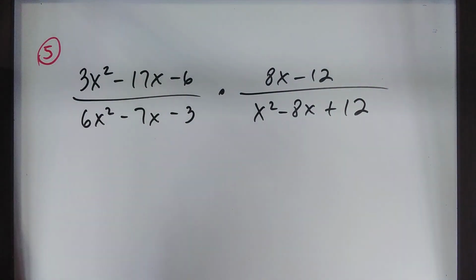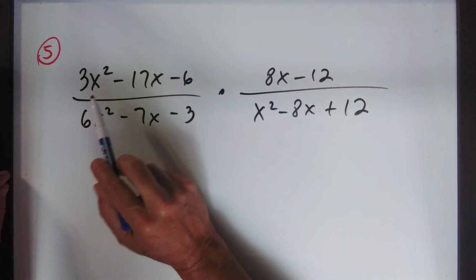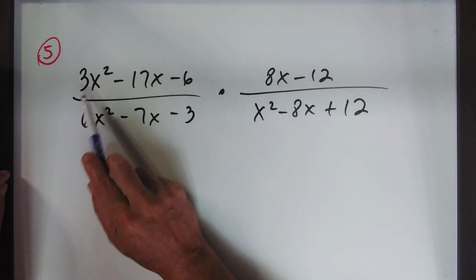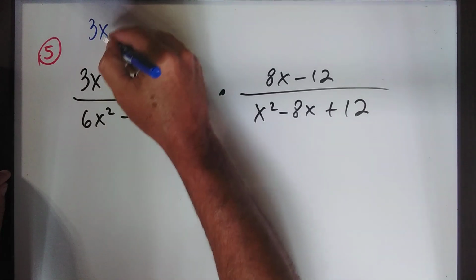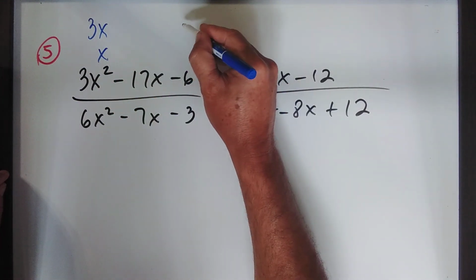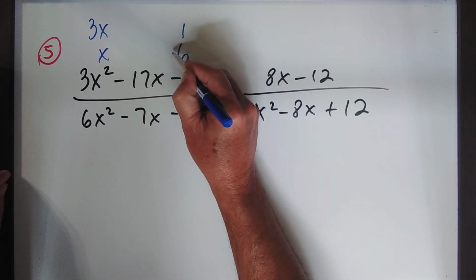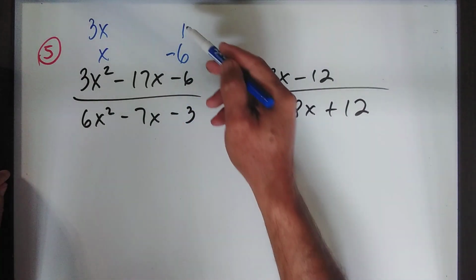Alright, let's look at our next example. I got two trinomials, but these are the harder ones because it has a number by the x squared. So I need to use the crisscross. I'm gonna have 3x times x gives you 3x squared, and then 1 and 6 make the 6 negative. 1 times negative 6 is negative 6.